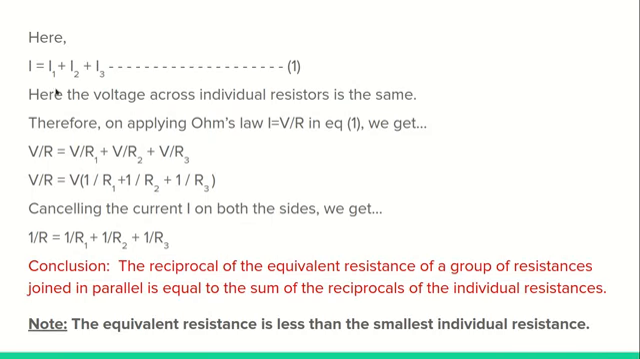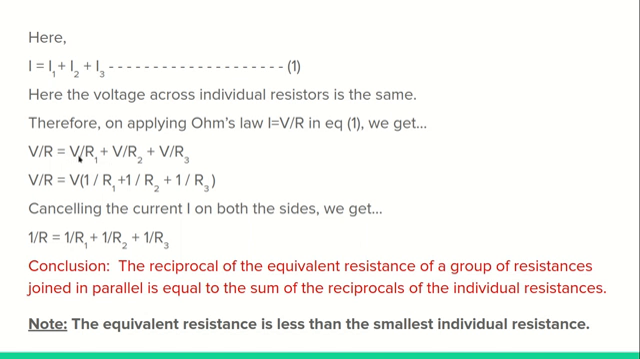From our simulation, we found that the total current I was equal to the sum of individual currents, that is I = I1 + I2 + I3, and the voltage across the individual resistors was found to be the same. Applying Ohm's law in the first equation, we get I = V/R. Using that, V/R = V/R1 + V/R2 + V/R3.